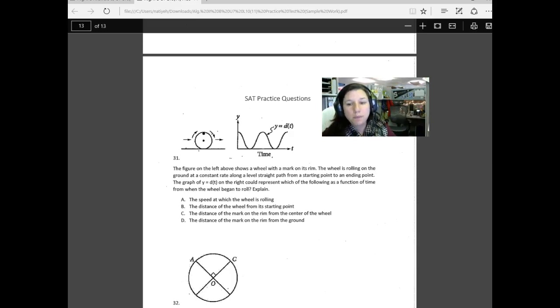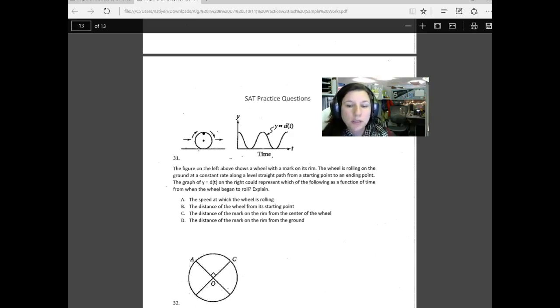Explain. So this one, there's no actual math involved. You're just reasoning your way through the answer choices. They are showing this function here. They label that there's time on the bottom. You can see the wheel as it's rolling. This is the mark that they're referring to.